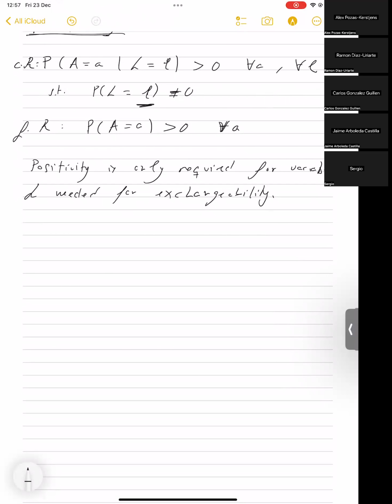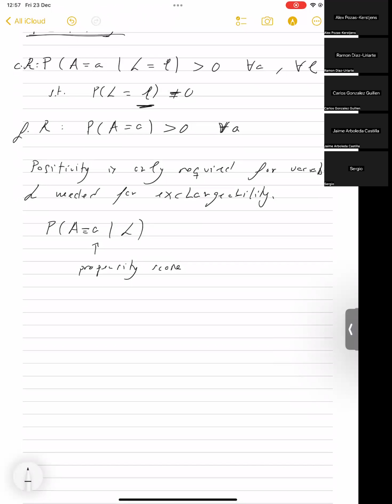In general, when L is continuous, or in the general case, we estimate this quantity, the probability of A equal A given L, using a model. This is what is called the propensity score. It is something that you need to estimate in order to do inverse probability weighting. This is the inverse of the weight. And if you need to do a standardization, you also need to estimate this. Usually, this is estimated via a parametric model, for instance, a logistic regression or another sort of model.